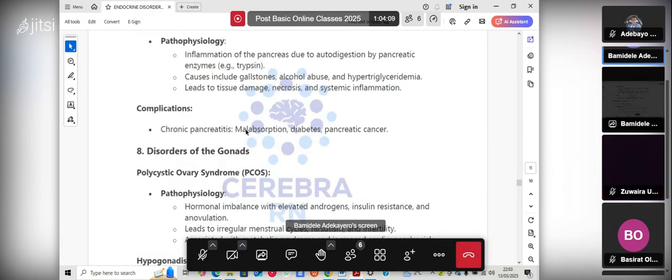Complications for that include malabsorption. The pancreas produces digestive enzymes, so when the pancreas cannot do that, there is malabsorption. There is no proper absorption of nutrients in the body. It also causes diabetes, because the pancreas produces insulin. When insulin is not produced, it leads to diabetes, and it can also lead to pancreatic cancer as another complication.